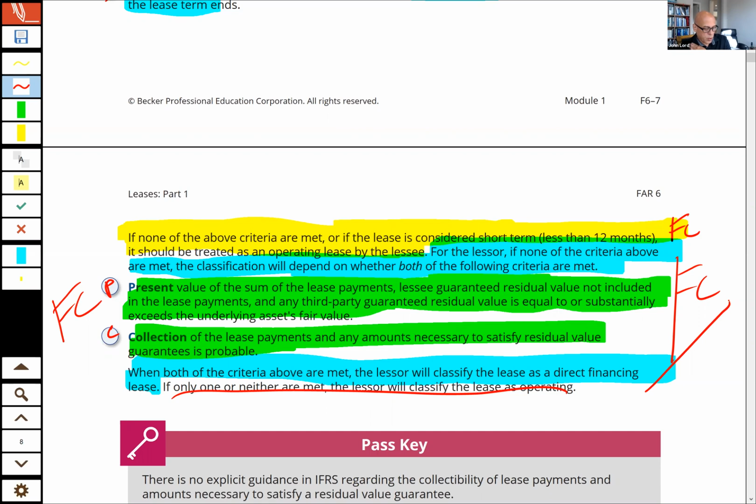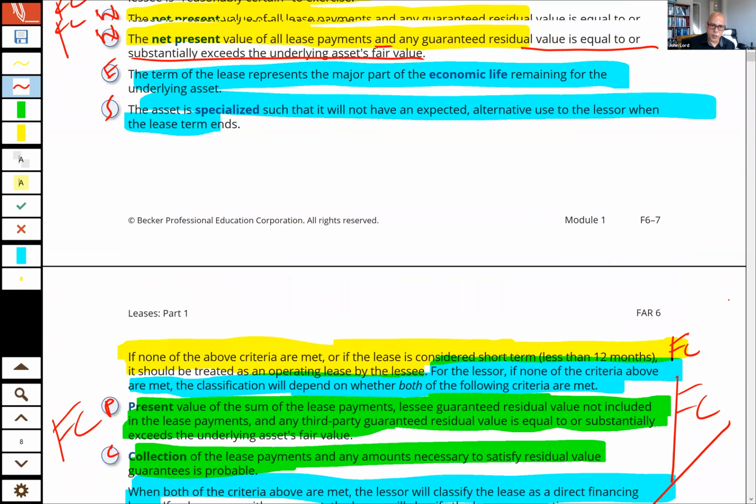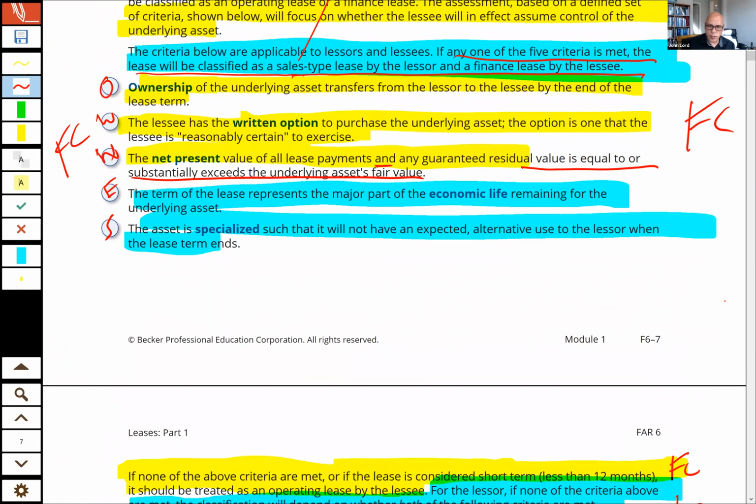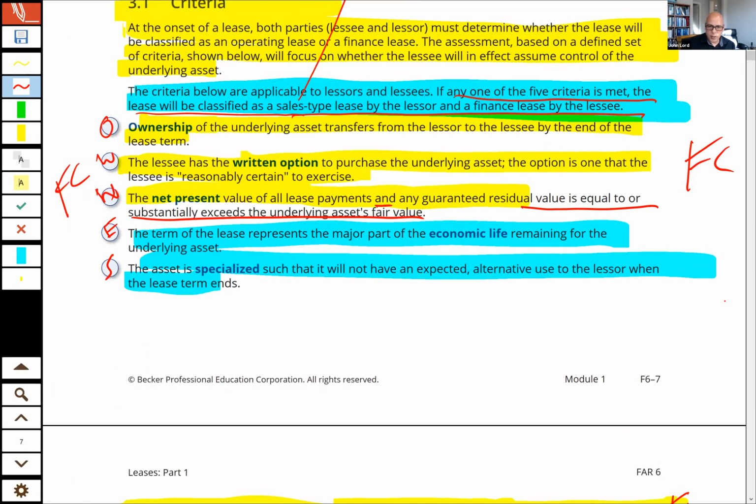Okay. Question. Most of the things I've seen have not tested too much on these back criteria here, where you start getting into the small case of a finance lease for the lessor. Okay, most of them are going to be on that upfront criteria, to see if you realize that you have a finance lease for either, and that it's a sales type lease for the lessor.